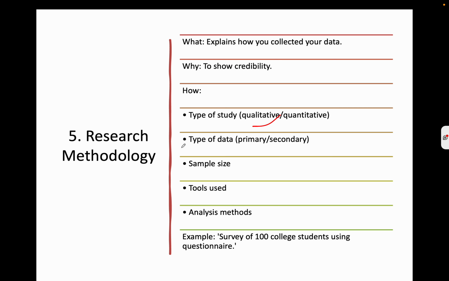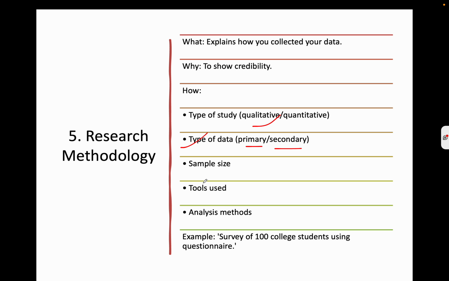Then comes your type of data, primary and secondary data. Students, primary data, as I have told you in the previous video also, is first-hand data. That means you're collecting it first. Okay, it can be through a questionnaire, it can be through a hard copy of questions, it can be through a Google form, it can be through Survey Monkey, it can be through observation, etc. Then secondary data is second-hand data. You are collecting data which is already published anywhere.